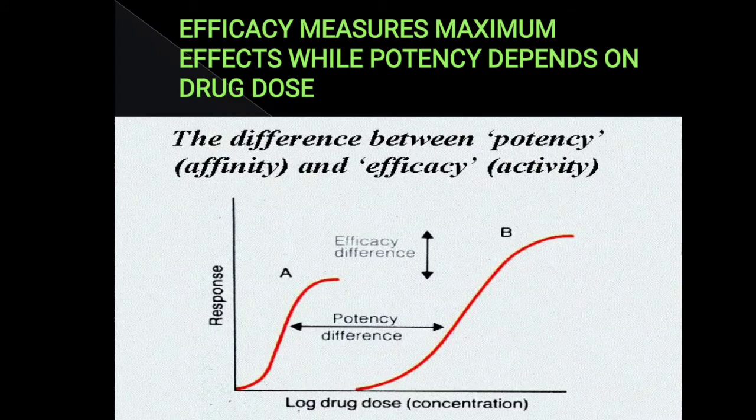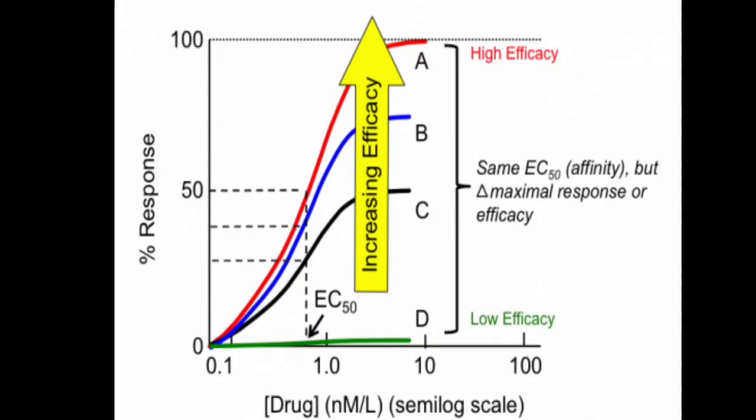Efficacy measures maximum effect, while potency depends on drug dose. And here you can see the difference between potency and efficacy. Potency, in simplified words, is affinity, and efficacy is basically activity. In the A, B and C drugs, which are three drugs basically, drug A is highly efficacious. B and C are less efficacious than A.